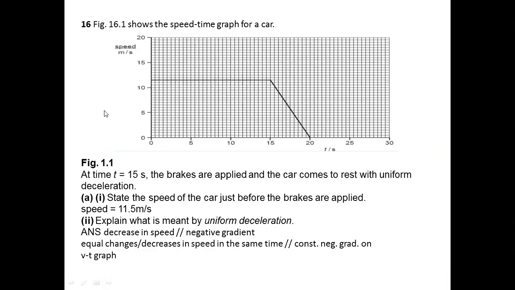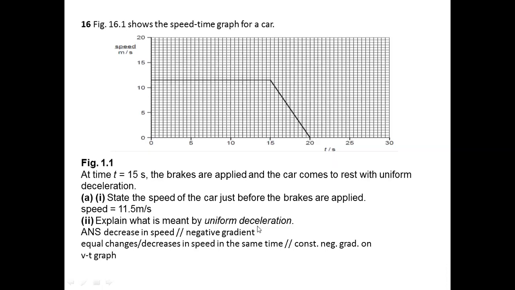Next question is, the figure shows the speed time graph for a car. At time 15 seconds, the brakes are applied. The car comes to rest with uniform deceleration. State the speed of the car just before the brakes are applied. So before 15 seconds, what is the speed? And that is equivalent to 11.5 meter per second. Over here, two small boxes are equivalent to one, or you can say that one small box is equivalent to 0.5. So the answer is 11.5 meter per second.